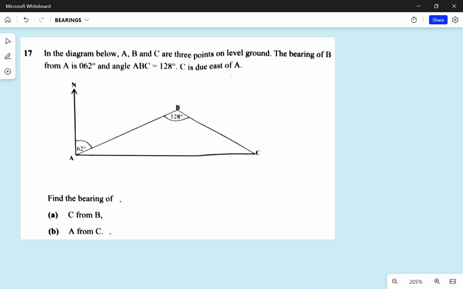So when we say due east, it simply means the angle at the origin where the angle is coming from, there is a 90 degrees there. So C due east of A, it means that there is a 90 degrees at A going to C. That's the meaning of due east or due west. There is a 90 degrees there. All right. So the question is there before us.